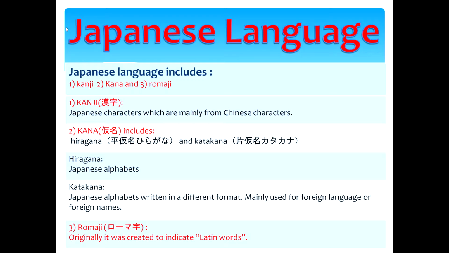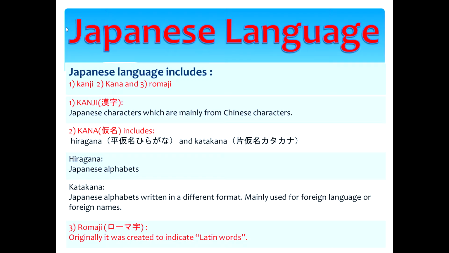Okay, first of all, what is the Japanese language? The Japanese language includes first kanji, second kana, and third romaji. First, kanji is the Japanese characters, the ones that seem most complicated and difficult for foreign learners. And those are mainly coming from Chinese characters.